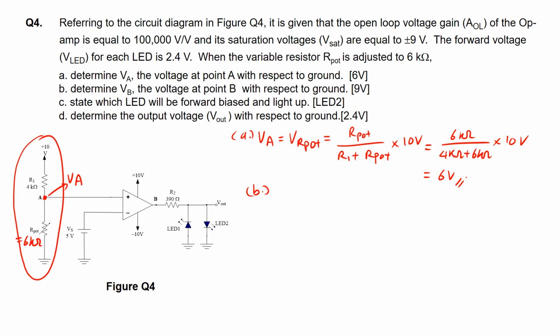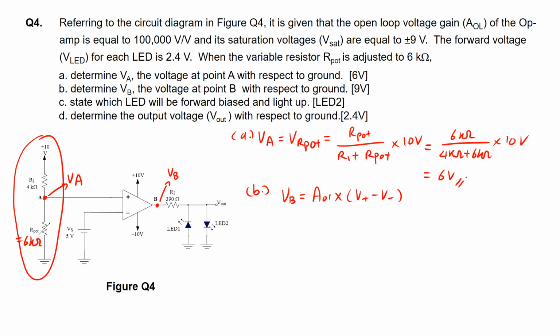Part B: determine the voltage at point B, VB. Notice that this point B is the output of this op-amp. If you realize, this op-amp is an open loop op-amp, so it is a comparator. Since it's a comparator, the output of this op-amp, VB, will have this formula: AOL times V plus minus V minus.